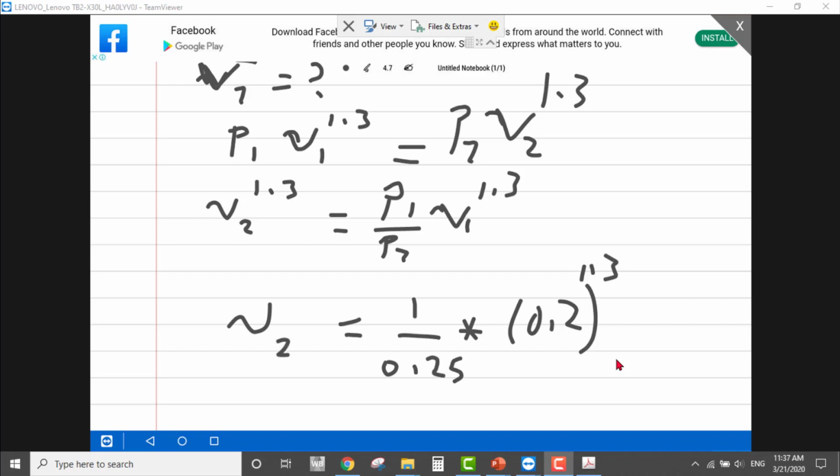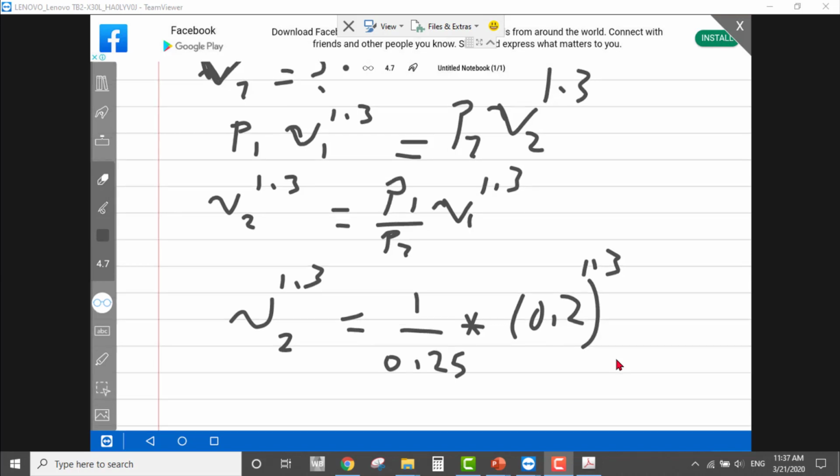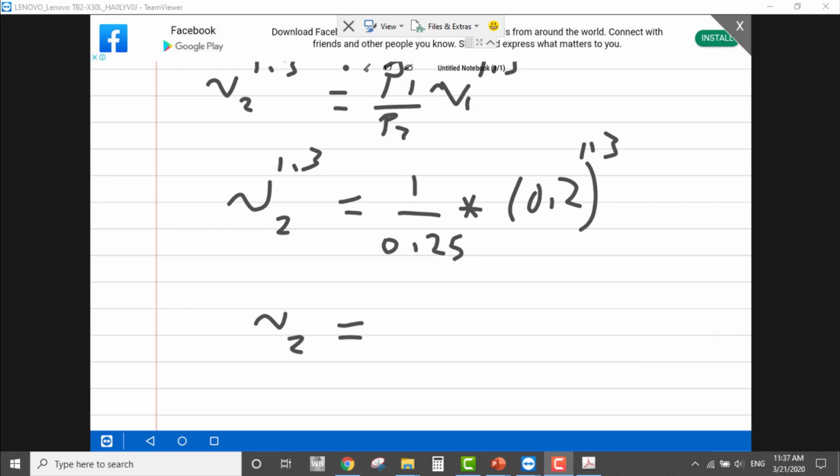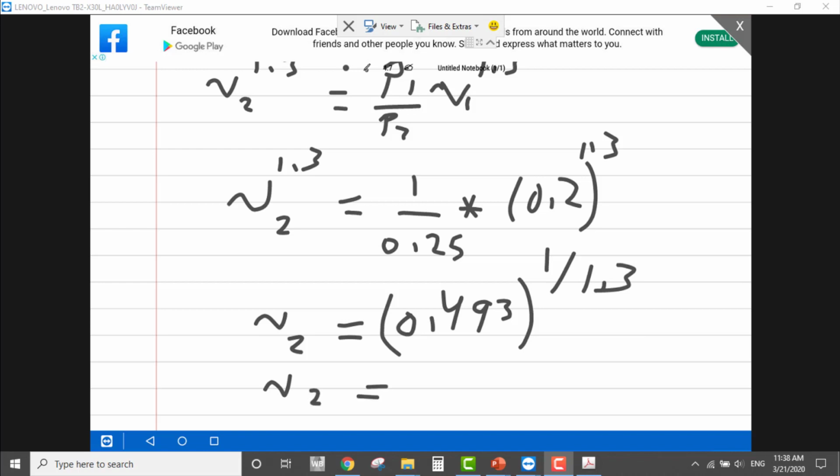On the other side we have v2 to the power 1.3. And this is equal, v2 equals 0.493 to the power 1 over 1.3. Then v2 equals 0.58 meter cube per kilogram.